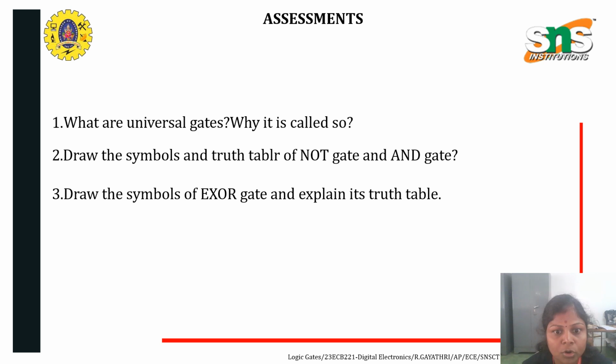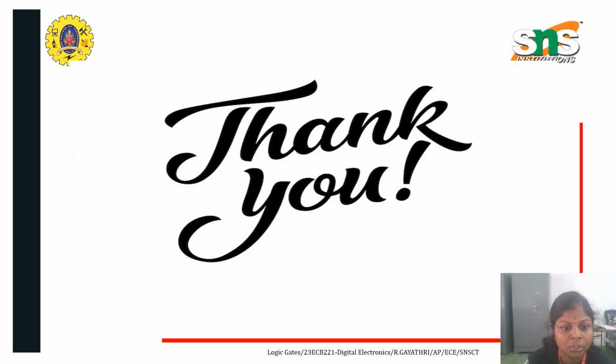Assessment questions: What are the universal gates? Draw the symbol and truth table of the NOT and AND gate. Draw the symbol of the XOR gate.